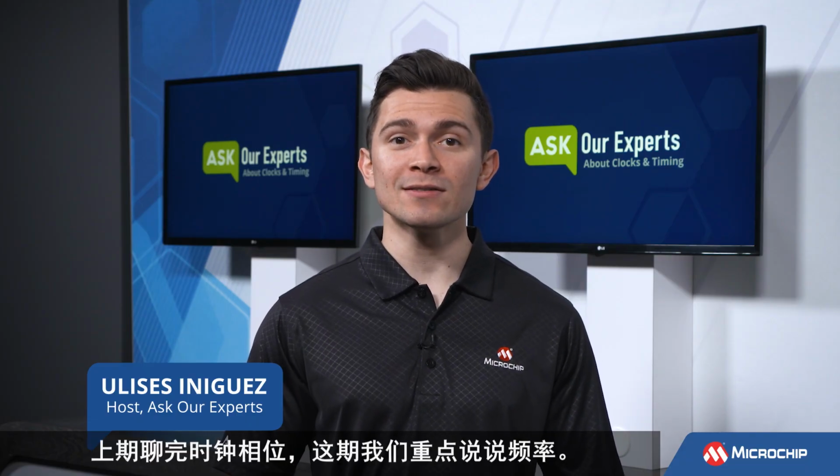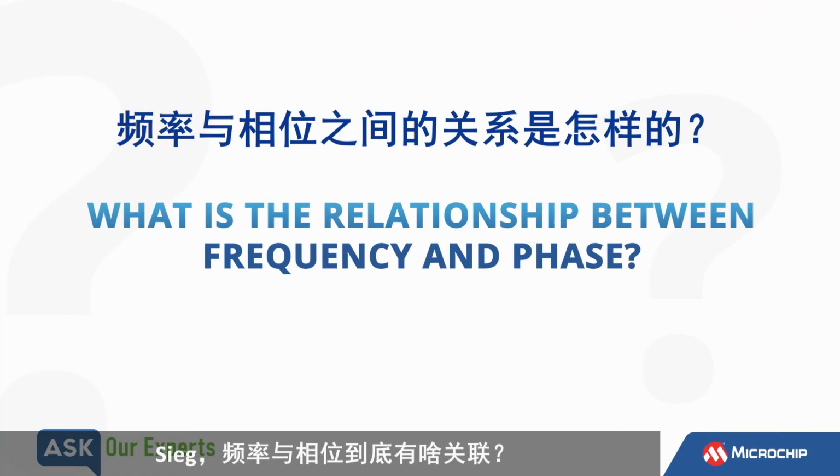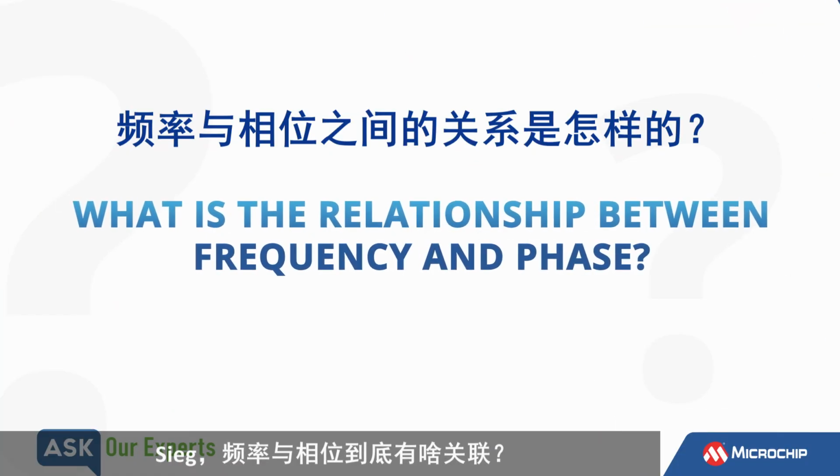We've gone over clock phase, so next is frequency. Along with phase and frequency, Sieg will also cover how to quantify phase error and frequency error. Sieg, what is the relationship between frequency and phase?